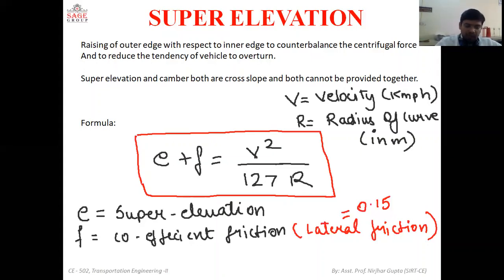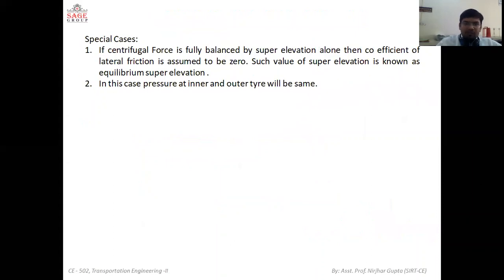Now moving ahead, we have some special cases. In the first case, if the centrifugal force is fully balanced by the super elevation alone, that means the super elevation is only balancing the centrifugal force, then the coefficient of friction, small f, is assumed to be 0. Such a value of super elevation is known as equilibrium super elevation, and many times it has been asked in competitive exams: what do you understand by equilibrium super elevation.